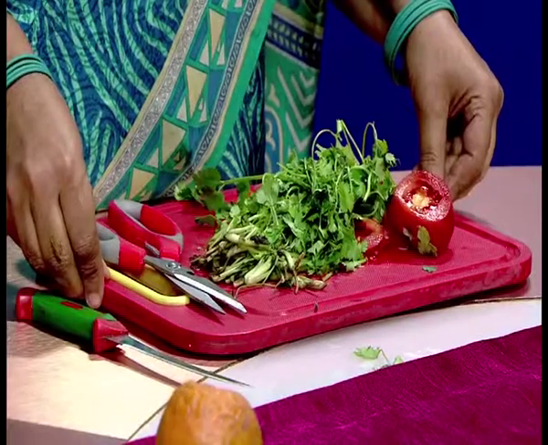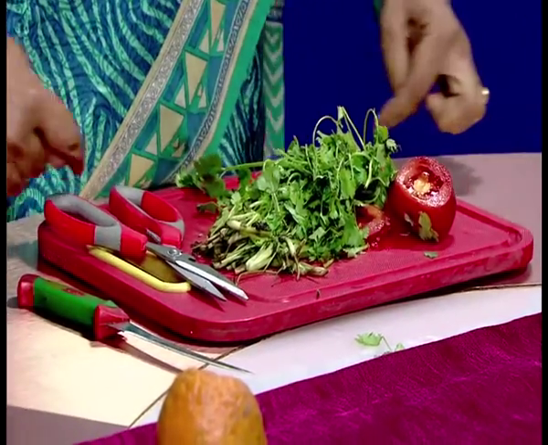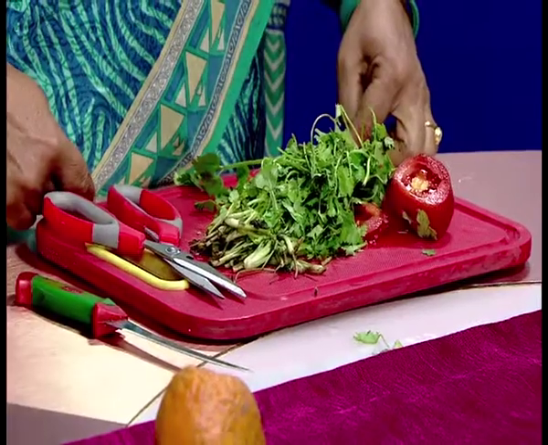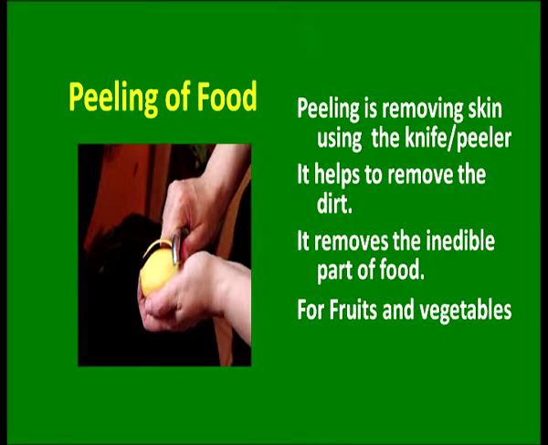And this red thing you are seeing here is called a cutting board. If you do the cutting on this, it is safer. You can wash it again and again. You are not spoiling the basic surface of your kitchen or wherever you are working. Now we are talking about the peeling.